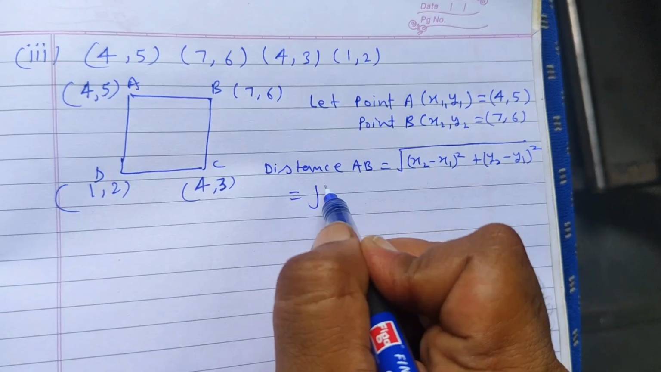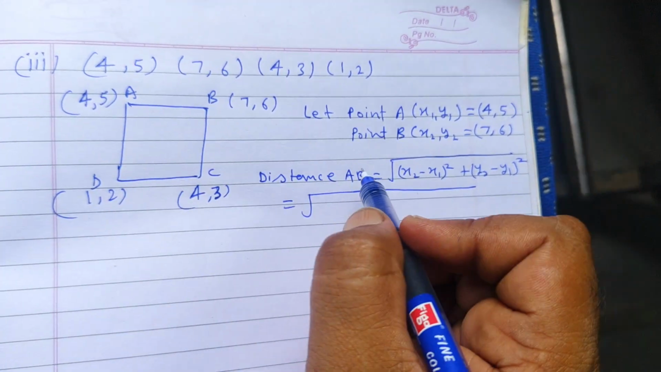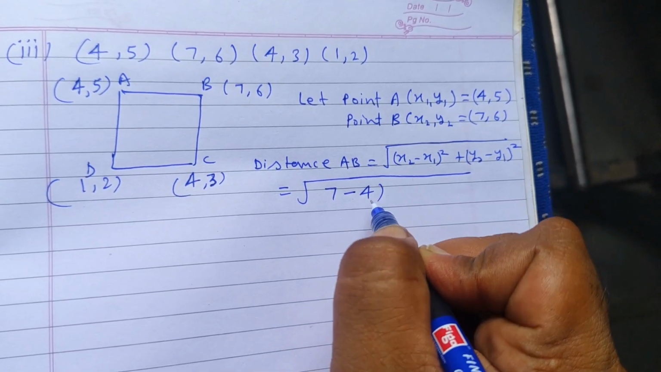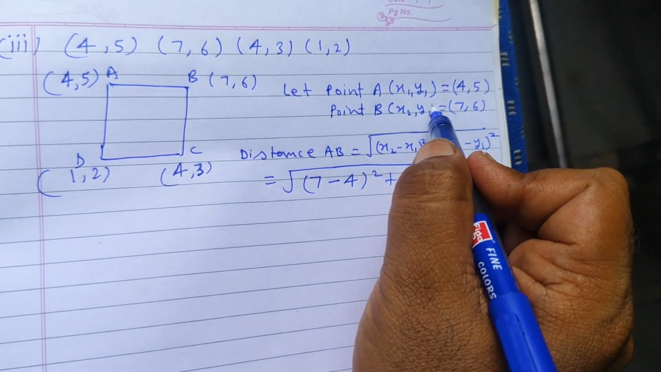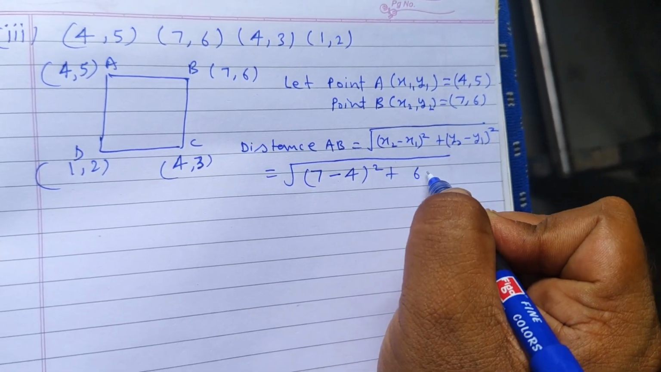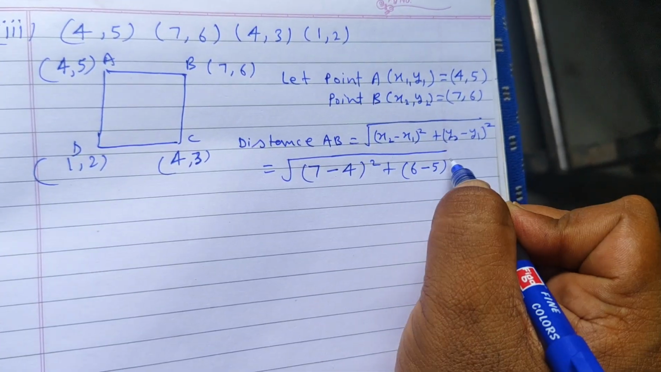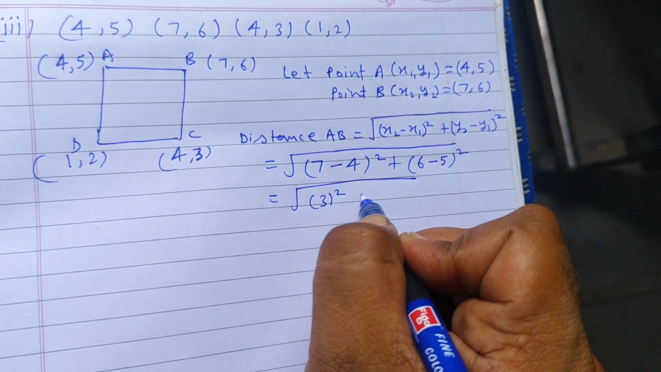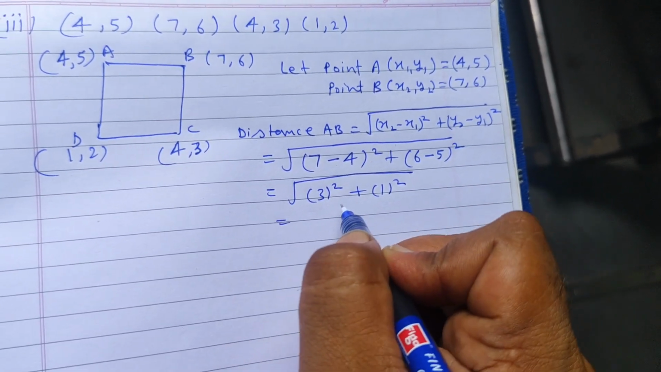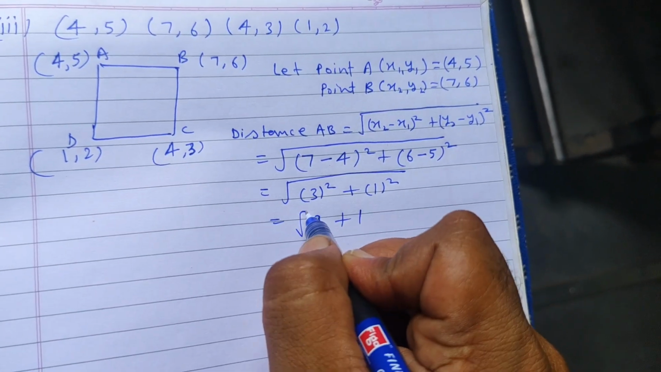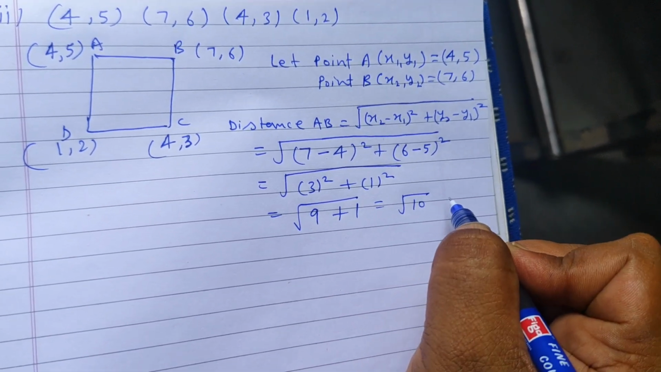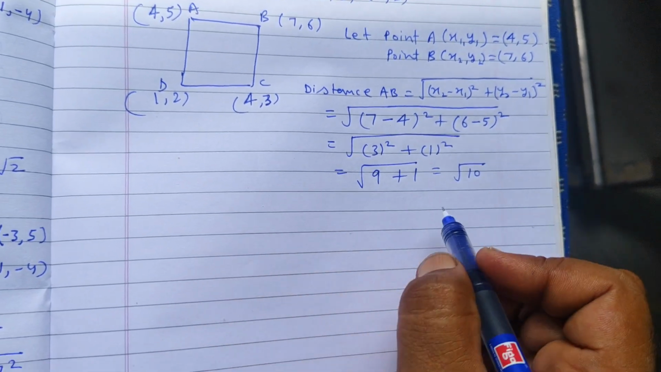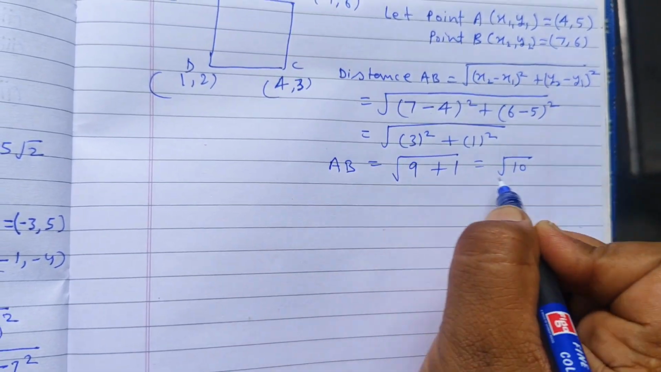So x2 is 7, x1 is 4, y2 is 6, y1 is 5. So 7 and 4 gives 3, 7 and 5 gives 1, and the squares: 3 times 3 is 9, plus 1 is 10. The square root of 10. Distance AB is root 10.